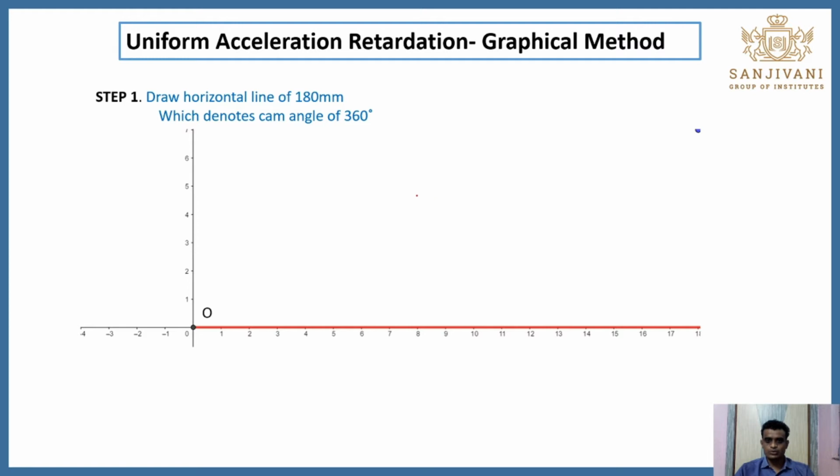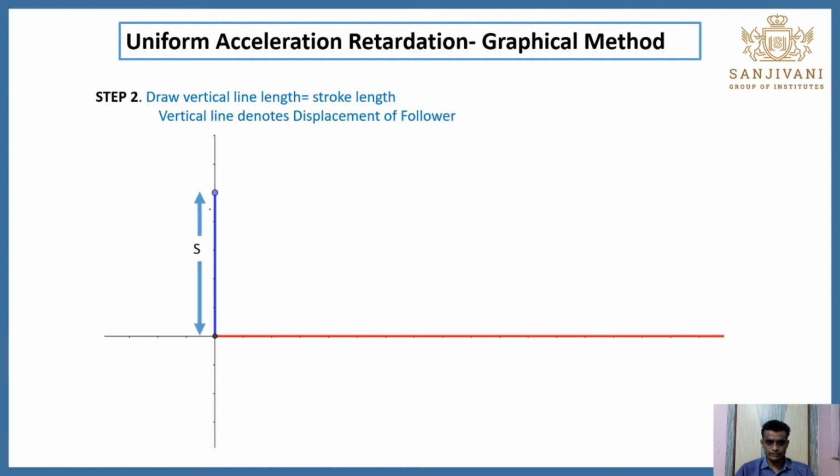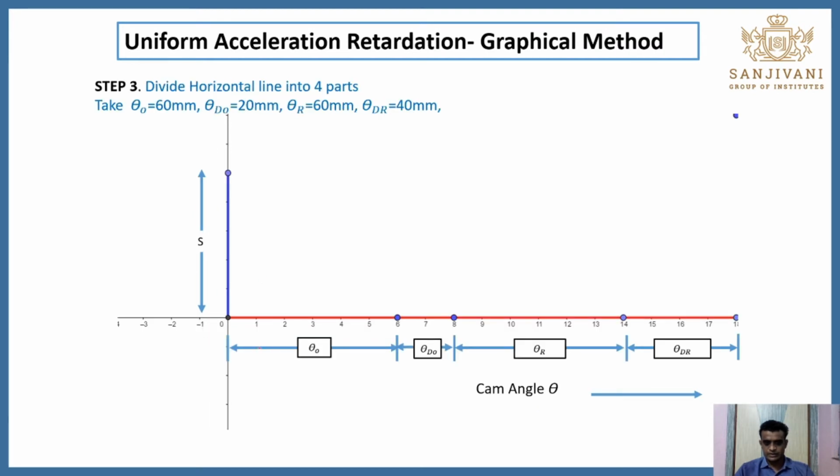Now we'll study how to draw the displacement diagram for the uniform acceleration and retardation. First of all, draw one horizontal line which refers to the cam angle of 360 degrees. Next, draw one vertical line whose length is equal to the stroke length, which is s. This is the cam angle. Next, divide the cam angle into four parts: one is theta o, second is theta do, third is theta r, and the next one is theta dr.